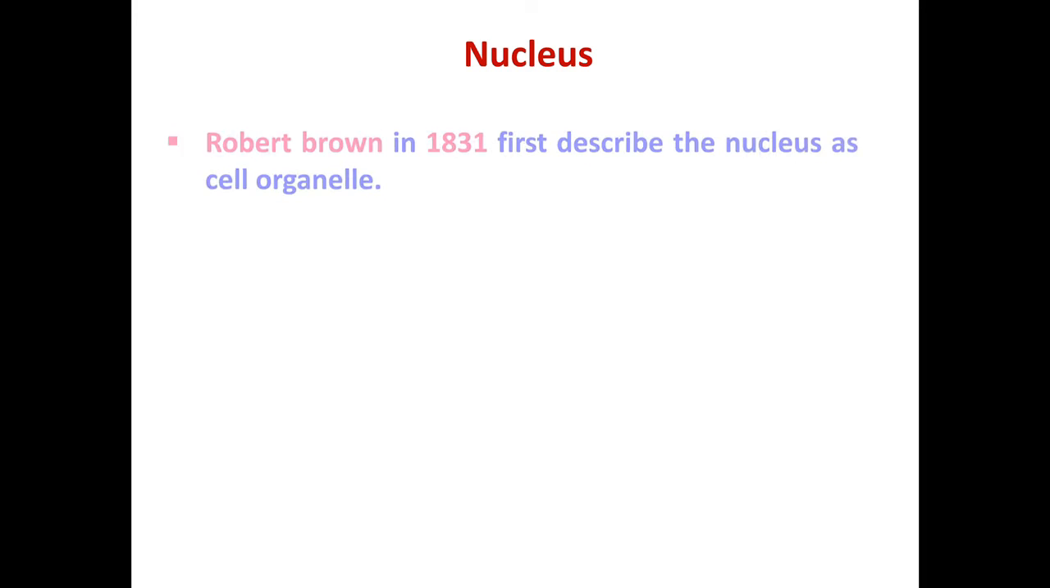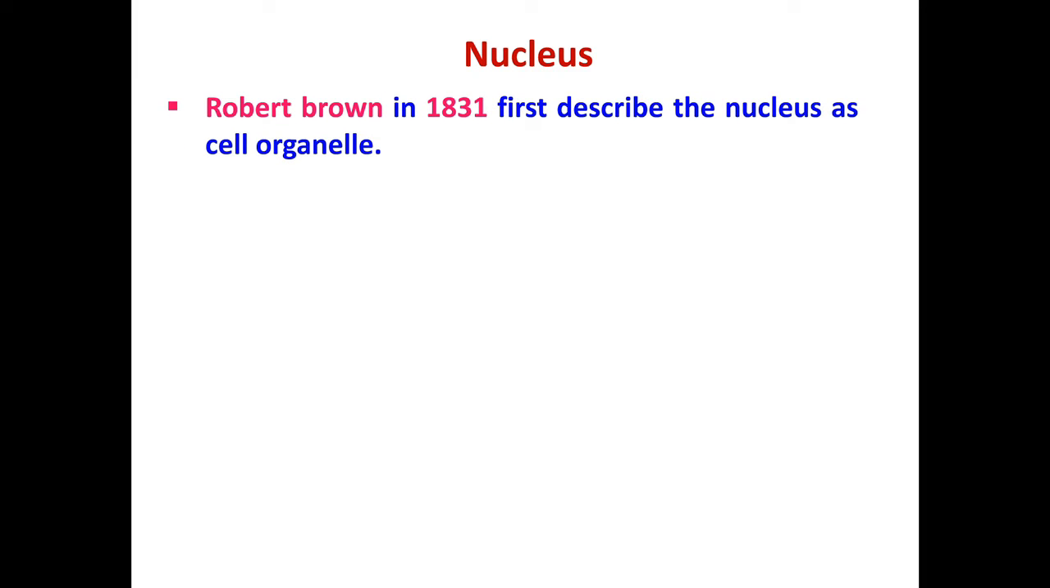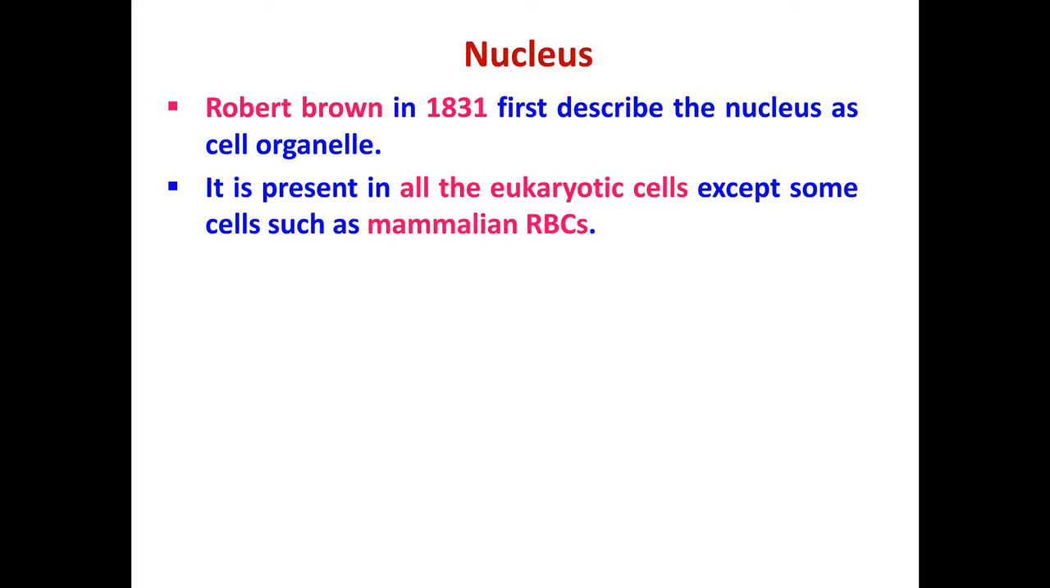Dear students, the first point you must remember is that Robert Brown was the first scientist who described the nucleus as a cell organelle in 1831. The next point is that the nucleus is present in all the eukaryotic cells except some cells such as mammalian red blood cells.